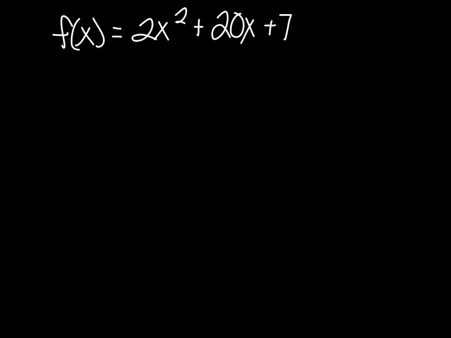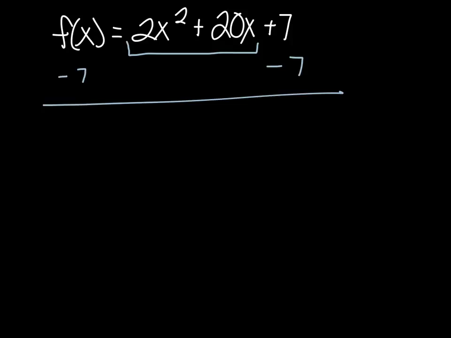I'm going to show you one way to put this into standard form. When we put something into standard form, we're going to focus on this piece right here. So what I'm going to do with this 7, just so I don't worry about it, is move it to the other side by subtracting. So what I have right now is -7 equals 2x squared plus 20x.